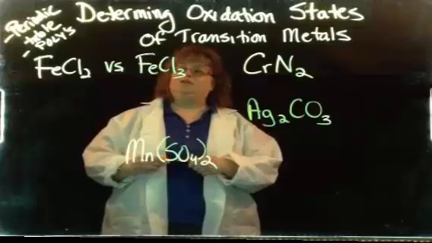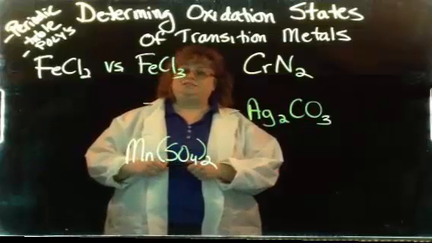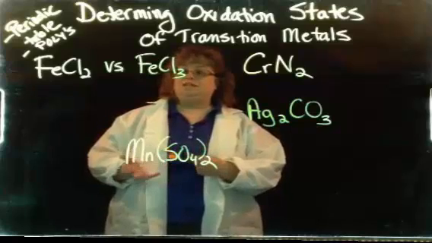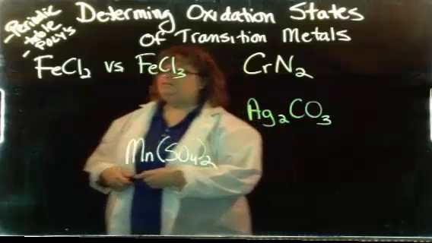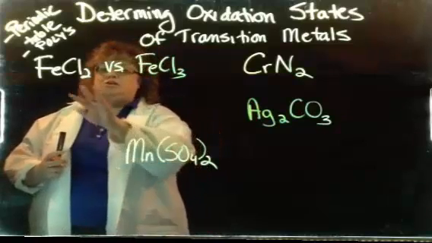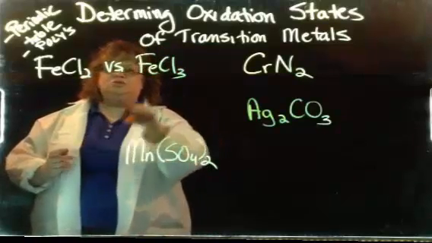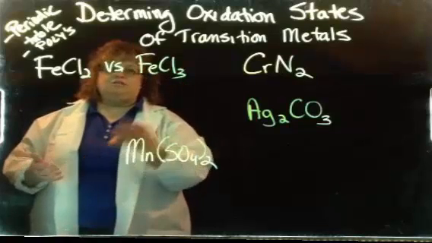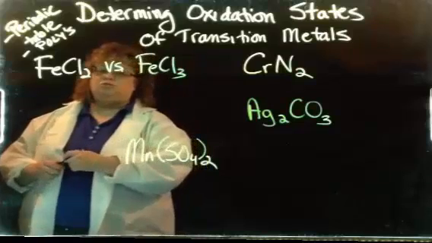We're going to discuss how to determine oxidation states of transition metals. That's the charge the transition metal has in the compound. Let's take a look at these two transition metal compounds attached to nonmetals. You notice one is FeCl2 and the other one is FeCl3. Why is that? Why are there 3 chlorines in this one and only 2 in the other?